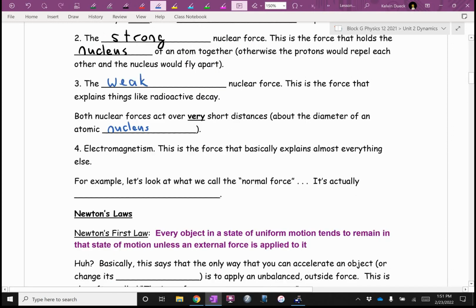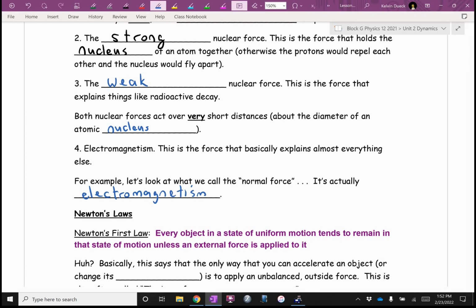The 4th one is electromagnetism. This is the force that basically explains pretty much everything else. Normal force, tension, they're actually electromagnetism. So, for example, let's look at what we call the normal force. It's actually electromagnetism. I might have told you this last year, but it bears repeating.